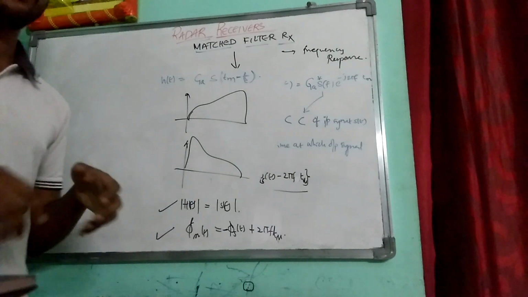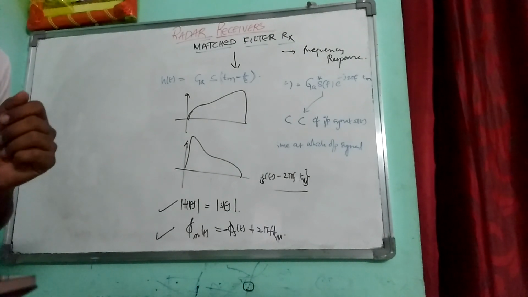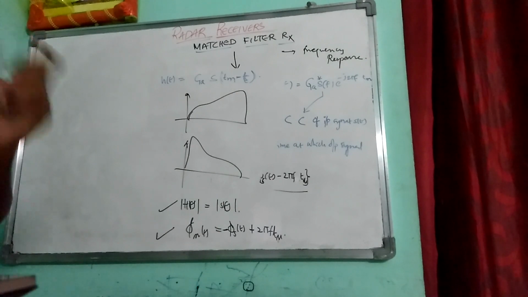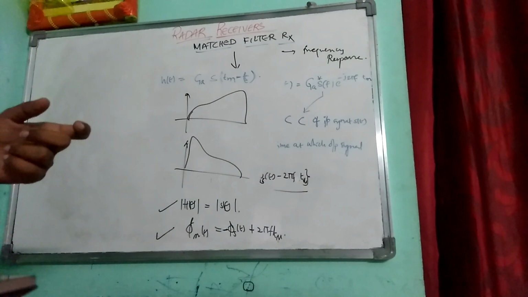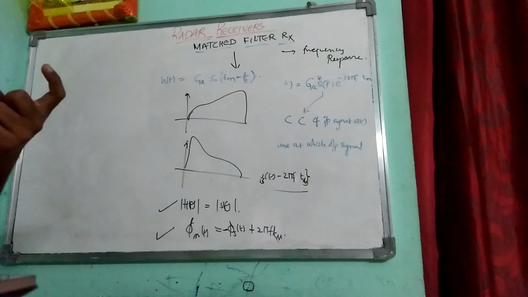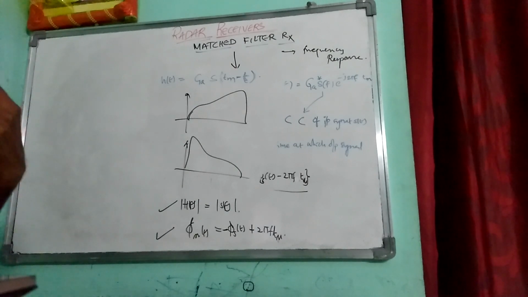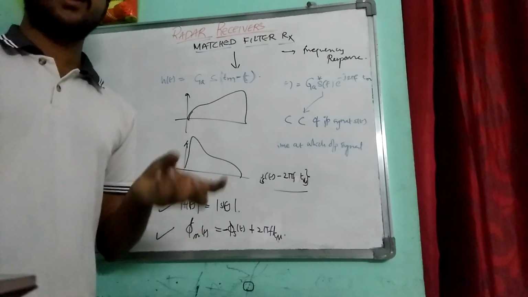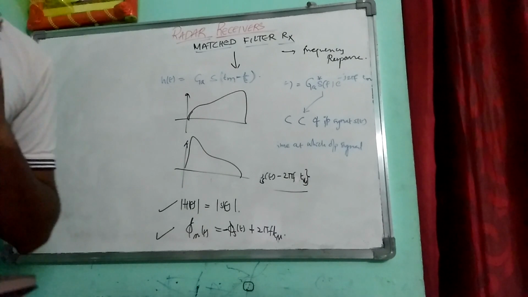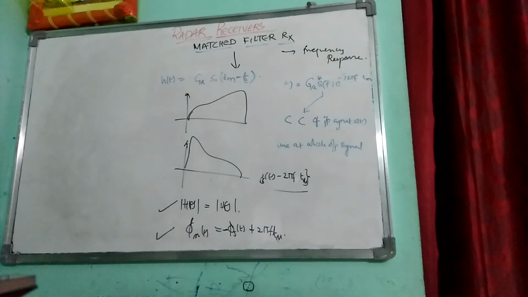Now, using this concept, we need to derive the important property of this filter. How will we reduce the noise in the receiver by maximizing the signal to noise ratio? For that we use the Schwarz inequality. We will do that.